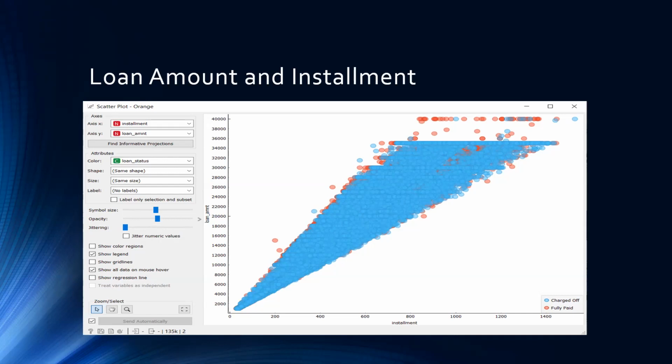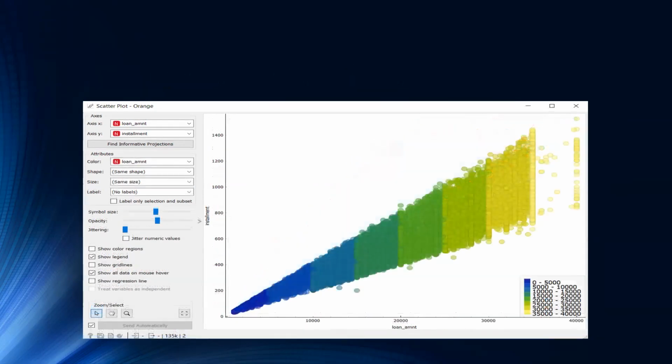But you can see the linearity in this plot. And of course, here you can see different colors by loan amount. As the teacher said, maybe it's not important to do, but it is a very good example to see the loan and installment correlation.